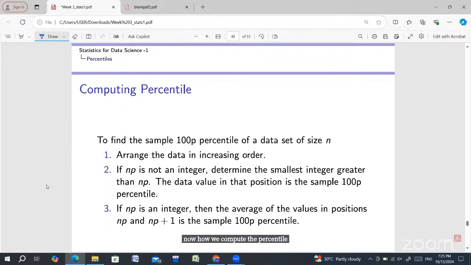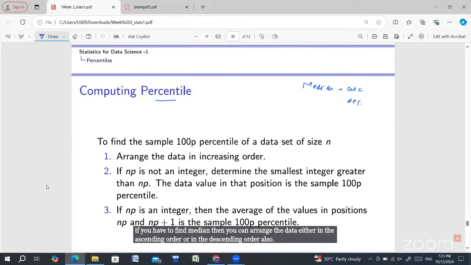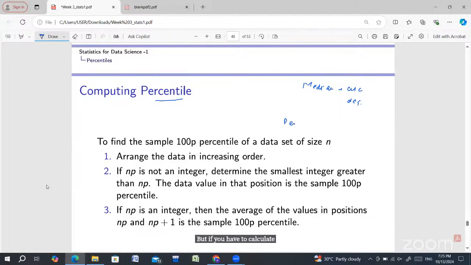Now, how do we compute the percentile? Whenever you have to compute the percentile, you sort the data in ascending order. First of all, you have to arrange it. In the median case, if you have to find the median, you can arrange the data in either ascending or descending order. But if you have to calculate a percentile, you can arrange the data in ascending order only. You don't arrange the data in descending order, because in that case the values will change, right?